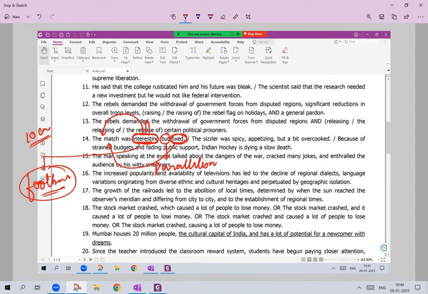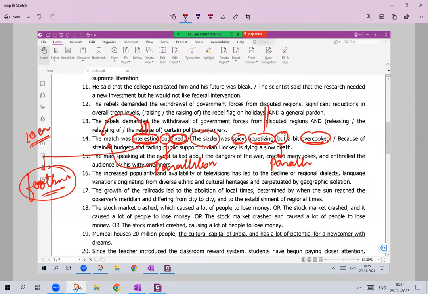Now come down to this. Sizzler was spicy. This is a standard adjective. Appetizing. This is a present participle adjective, but look for parallelism. Overcooked. This is a past participle adjective. Simple logic. Absolutely. Now, spicy is a standard adjective. Absolutely fine. Appetizing. Present participle adjective. Something that tastes better to you. Sizzler may taste better to you. But I can say I hate Sizzler. I don't like Sizzler. Something that tastes better to you may not at all justify that it should taste better to everyone. So something which is not under our control at all.